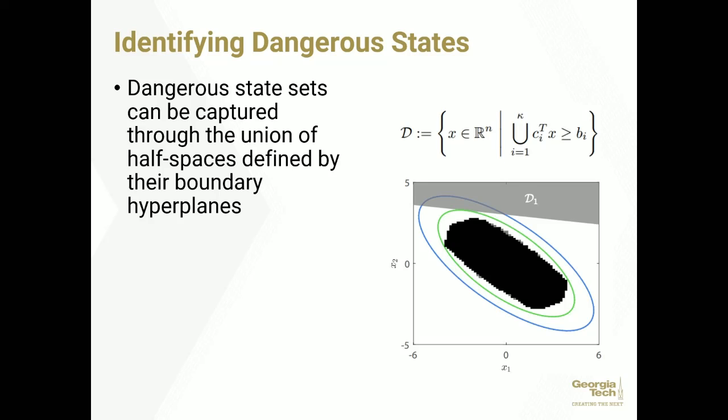So what this equation is saying is that the danger zone is the union of the half spaces defined by their boundary hyperplanes. And in order to avoid this, we need to apply this danger state to our calculation in order to have an ellipsoidal bound that does not intersect, cross, or contain the danger state itself.